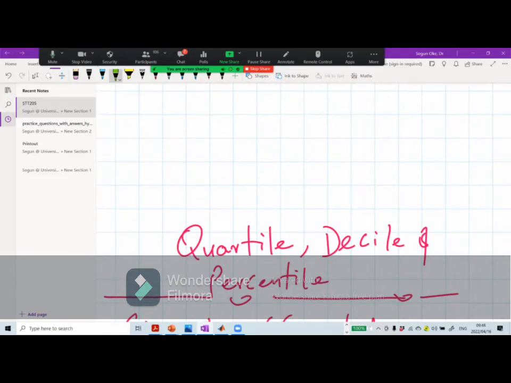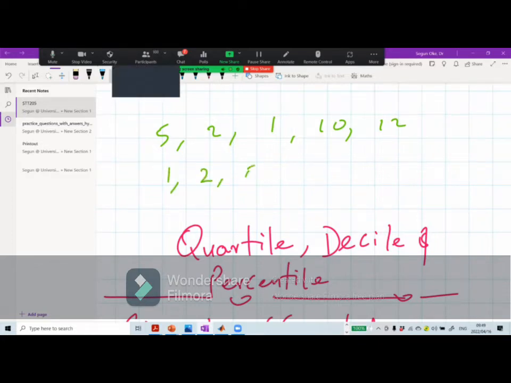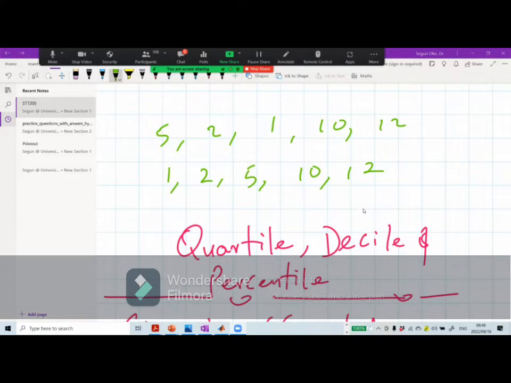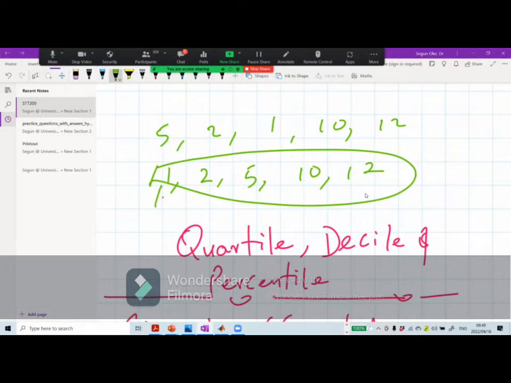They can say 5, 2, 1, 10, 12. First thing, you need to rearrange them: 1, 2, 5, 10, and 12. Remember, when you rearrange them, this is my first data. You arrange them accordingly, descending order or ascending order, so you must take note of that.